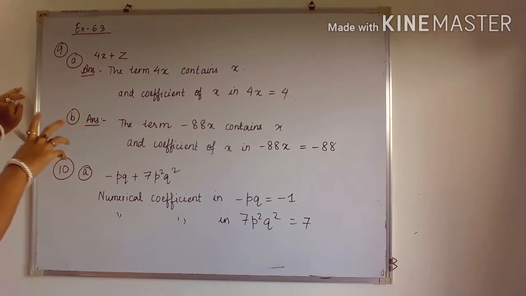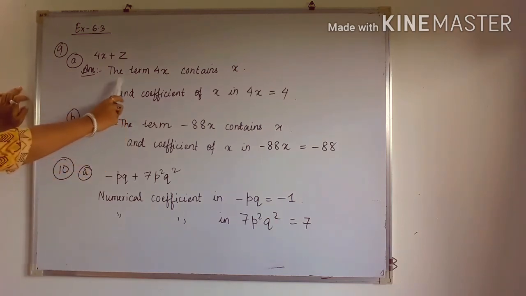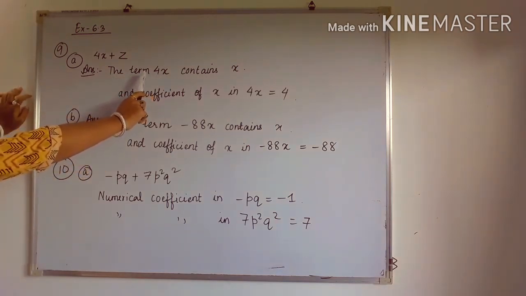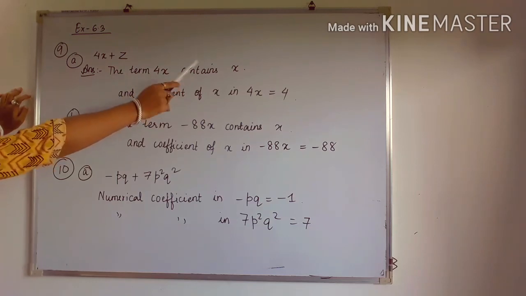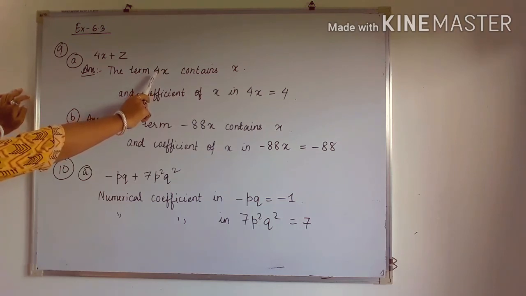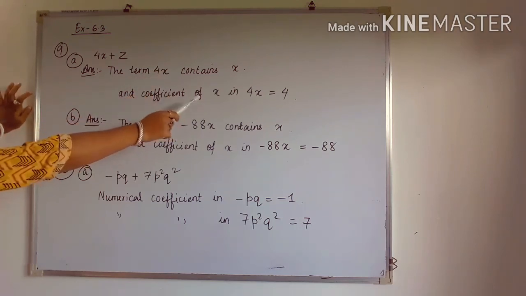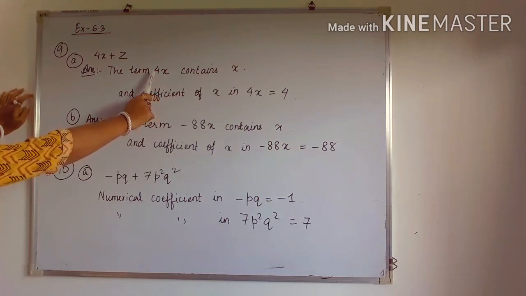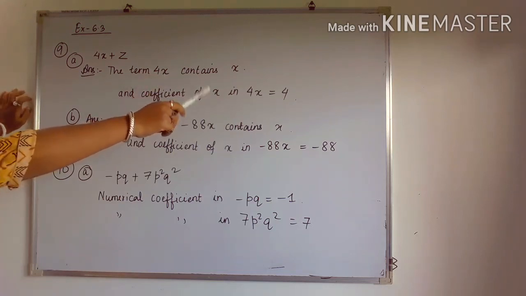So here there are two answers. One is the term which contains x. So the term 4x contains x. And what is the coefficient of x in 4x? You have to see the coefficient of x here. So here the coefficient of x is 4, as 4 is multiplied with x.